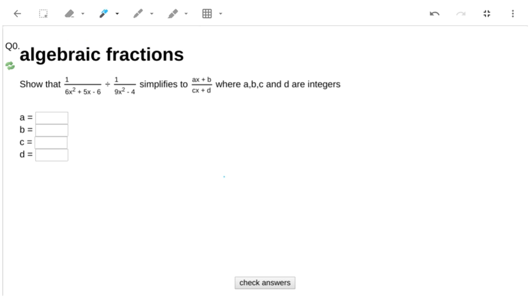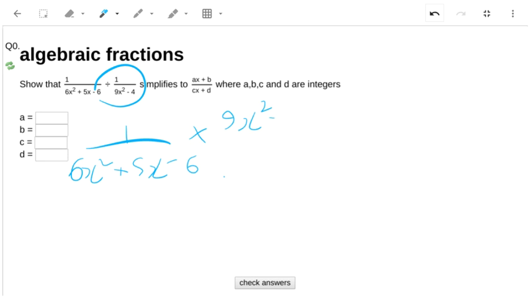Okay, here is another algebraic fractions question. This division, I'm going to get rid of that first. Whenever a number divides by a fraction, that's equivalent to multiplying by the upside down fraction. So I'm going to turn that fraction upside down and rewrite it as 1 over 6x squared plus 5x minus 6 times 9x squared minus 4 over 1.